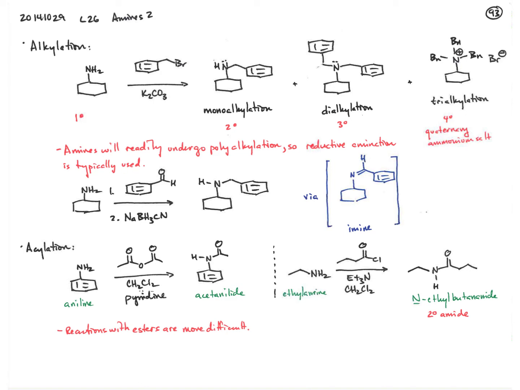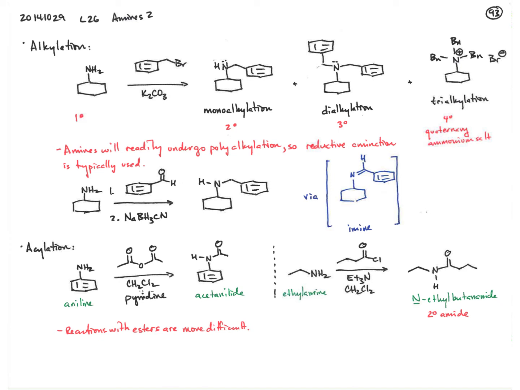For example, if we want to make this particular secondary amine, we start with the same cyclohexylamine. We're going to condense it with benzaldehyde to form the imine that's shown here. Again, we have a primary amine and aldehyde, forming an imine. We can then reduce that imine with sodium cyanoborohydride. Essentially, we're reducing here, and then we're ending up with only this desired secondary amine.